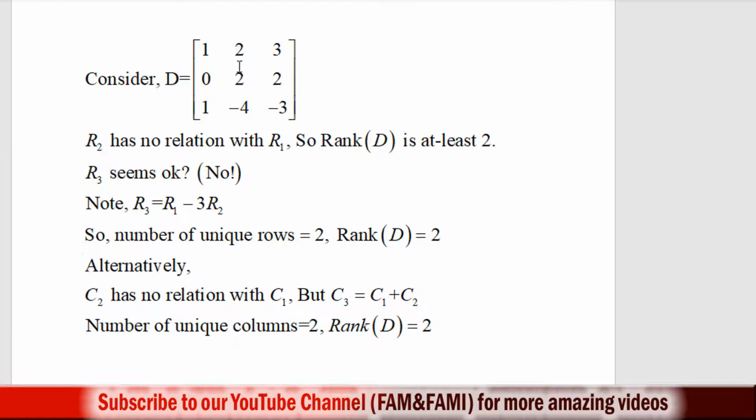Look at the elements in column 2. The elements are 2, 2 and minus 4. So clearly we can see that the elements in column 2 have no relation with the elements in column 1. So C2 has no relation with C1.